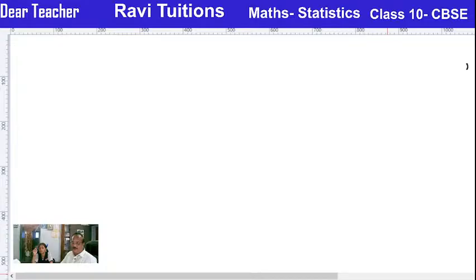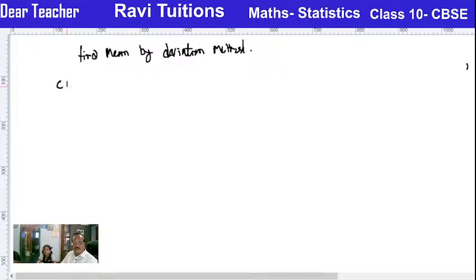So let me go to my concept. Let me explain the mean by deviation method. Find mean by deviation method, the indirect method. For that also we will take a table, class interval and frequency. I am taking a simple question: 0 to 10, 10 to 20, 20 to 30, 30 to 40 and 40 to 50.